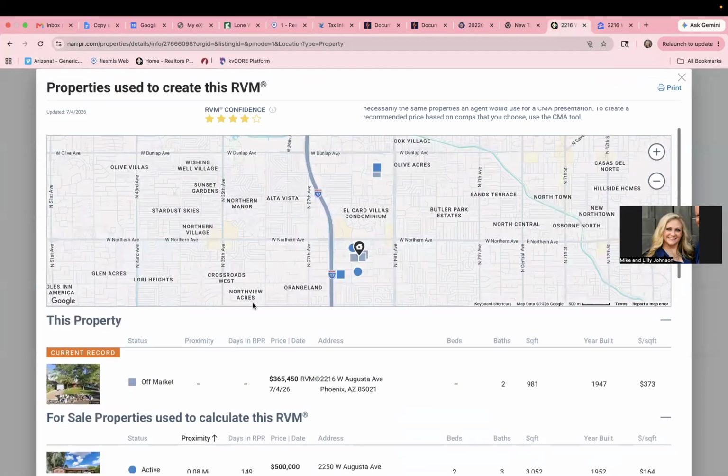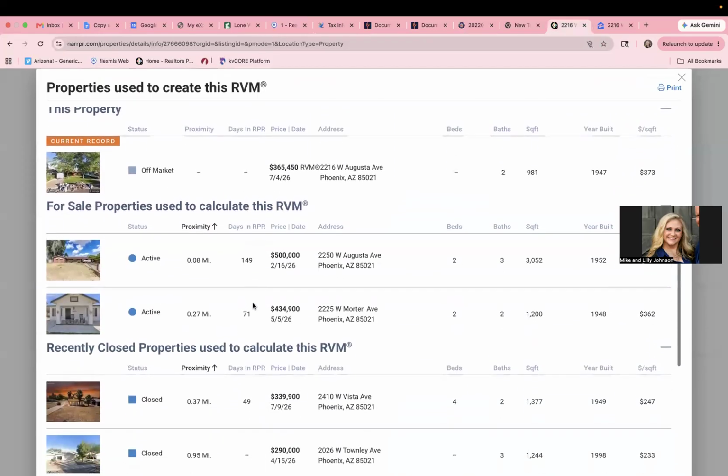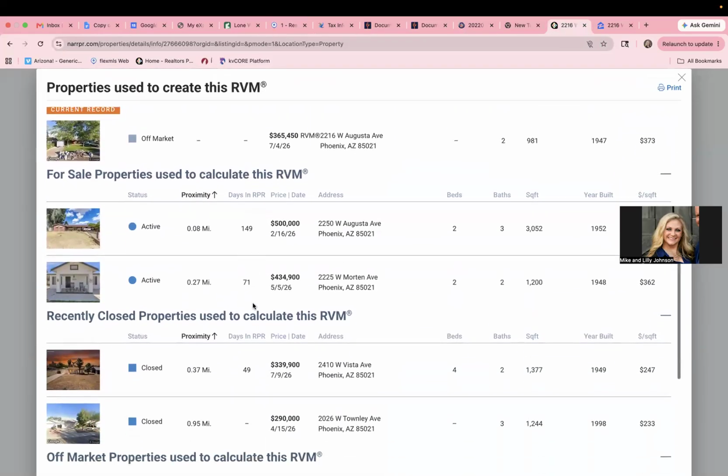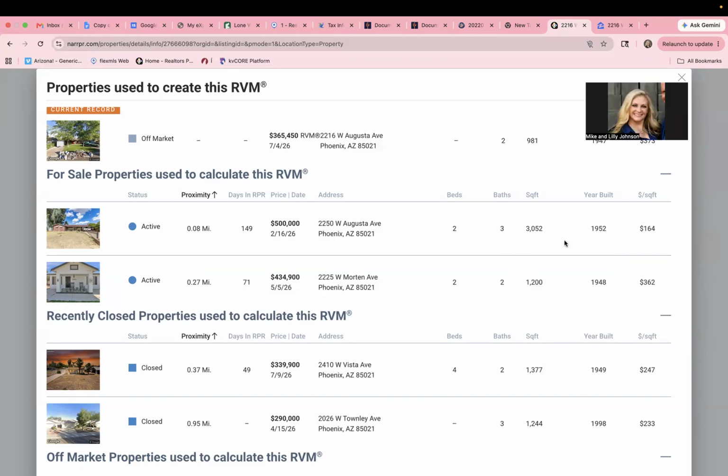Let's see. I'm jumping over here to RPR to see who they used. So they used, you can't use this as a comp. It's 3,000 square feet. Like, see what I'm saying? Like that, no appraiser is ever going to use that for this property. 3,000 square feet. Yeah, no, not gonna fly.